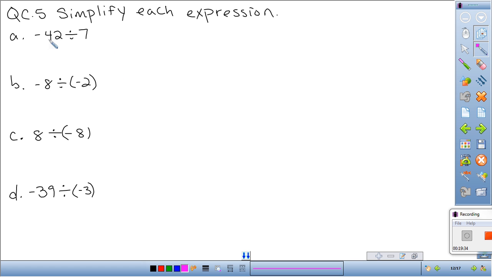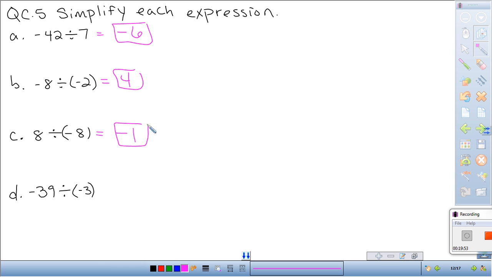Quick check 5. A, negative divided by a positive gives us a negative. 42 divided by 7 is 6, so negative 6. B, they're both negative, so our answer is positive. 8 divided by 2 is 4. C, positive, negative, different signs, so our answer is negative. 8 divided by 8 is 1. And D, they're both negative, so my answer is going to be positive because they have the same sign. 39 divided by 3 is 13.